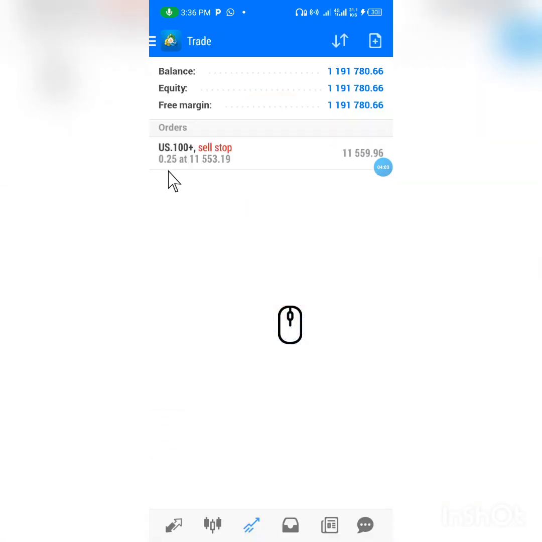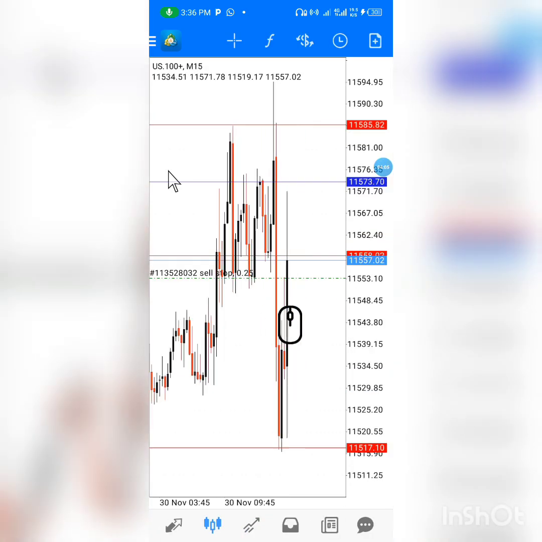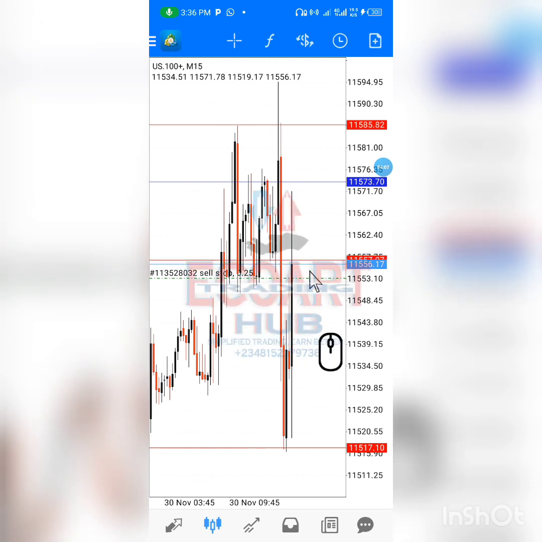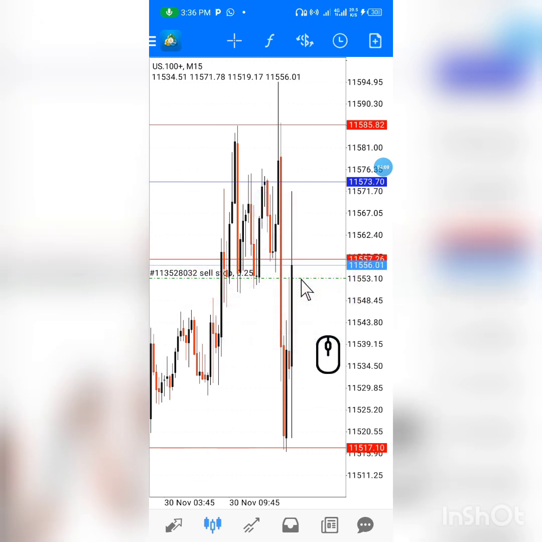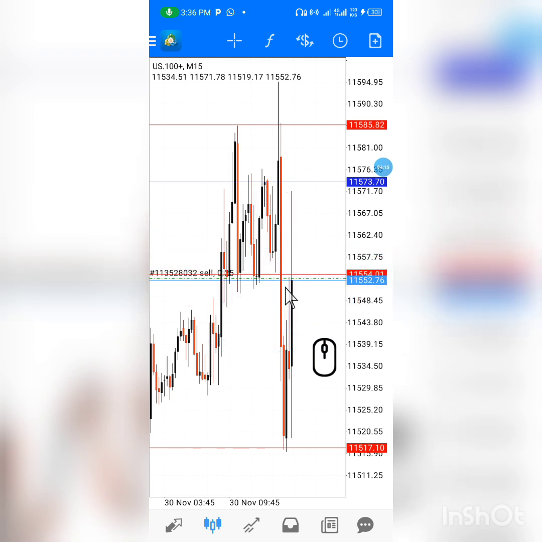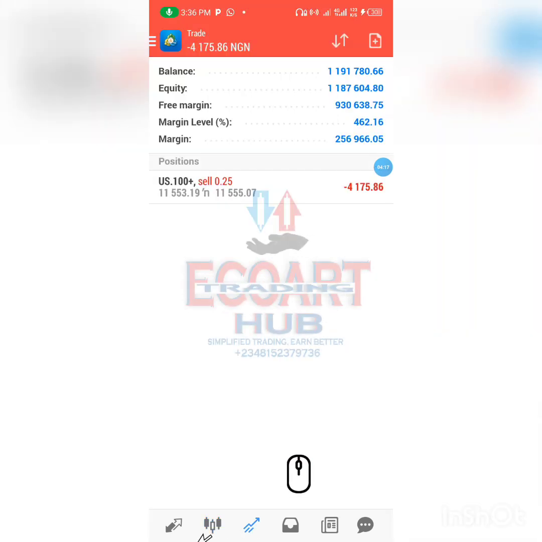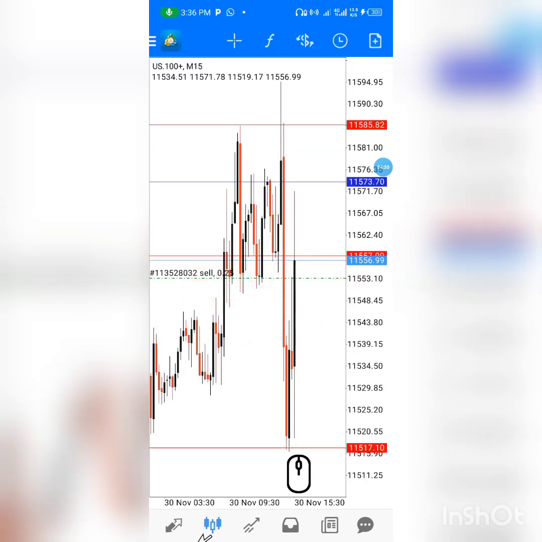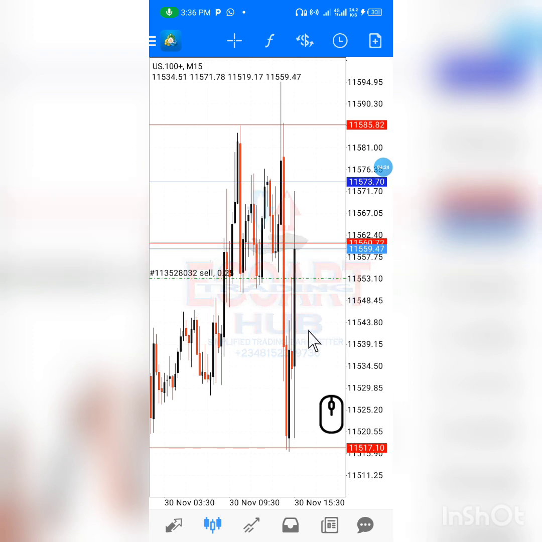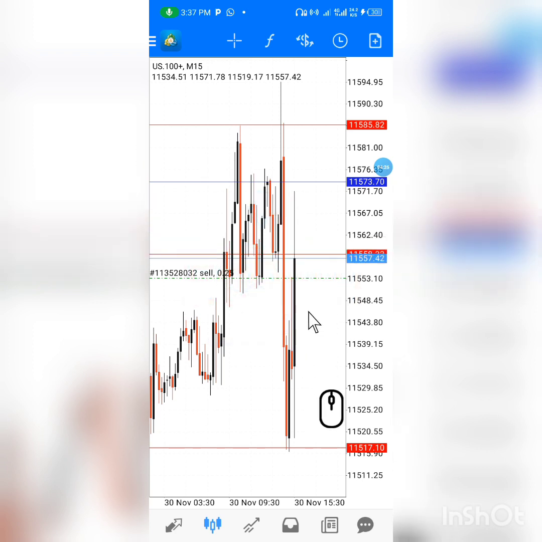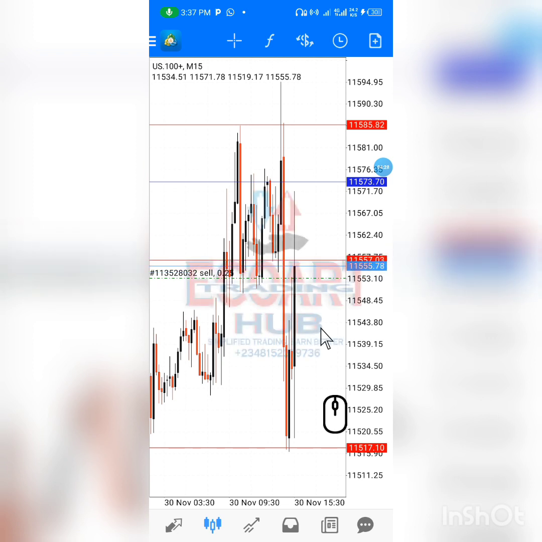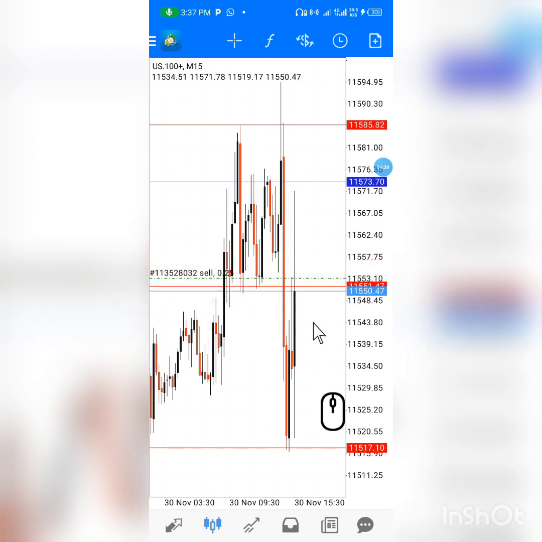Now we've executed our trade. This is our price. We're expecting this market to sell. So we've placed this, and our trade is triggered. Now this is what is happening. Our trade is triggered and the market is still buying. So we're expecting a sell-off in this market, so we make profit. That's the essence of placing a sell stop.